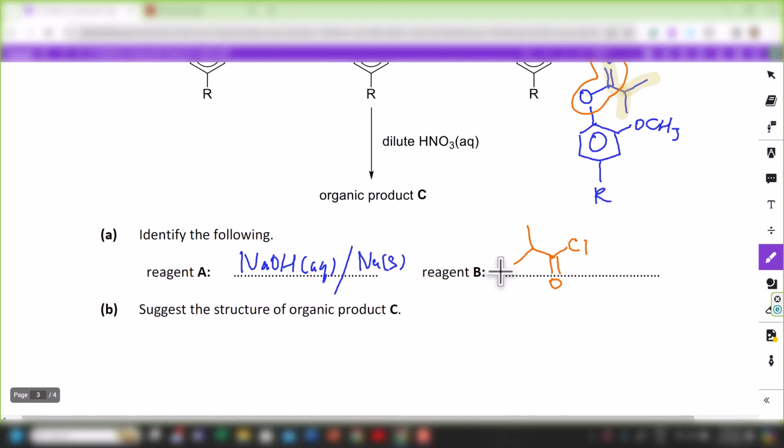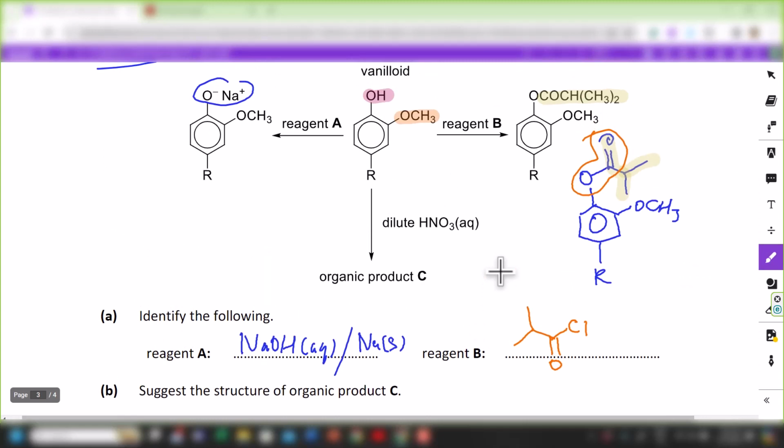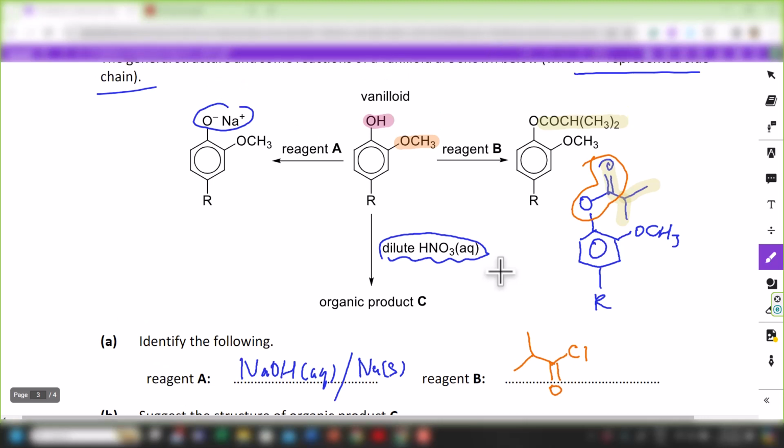Okay, next, we are supposed to suggest the structure of organic product C. Take note that we are using dilute nitric acid. In this case, this is a characteristic reaction of phenol where we only want mono substitution. However, we have a little issue.